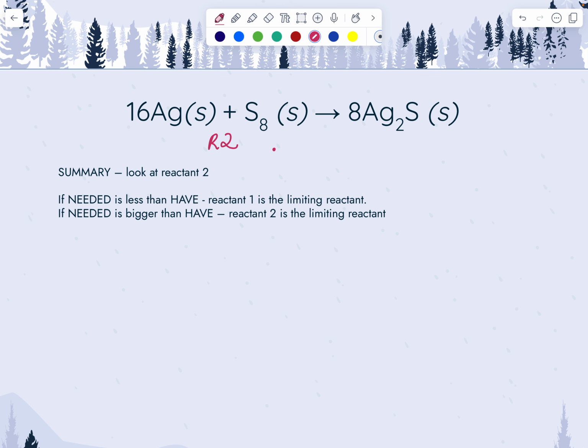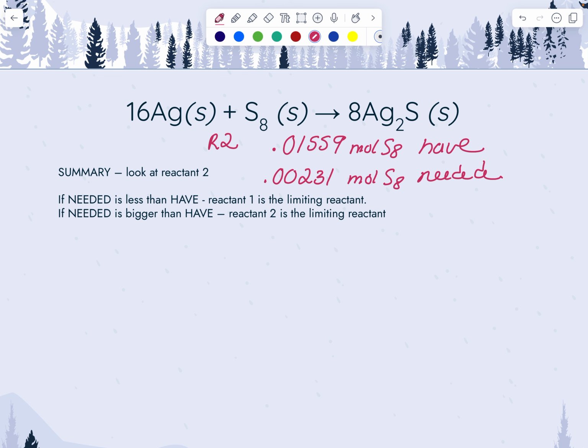And this is saying that, remember, I have 0.01559 moles of S8. That's what I have. And in order to use up all my silver, 0.00231 moles of S8 is needed. So which one, right, is needed less than half or is needed greater than half? Well, it looks like in this case, needed is less than half, right?